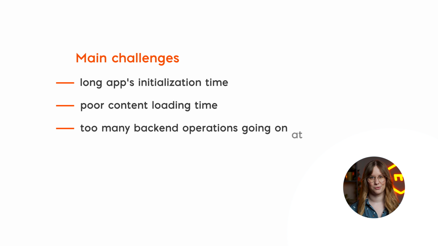The third challenge we need to face is that of too many backend operations going on at the same time. For example, the application needs to connect to the external server, send requests to the API, and transfer a lot of data to display a picture. The number of processes in the background causes performance to deteriorate.